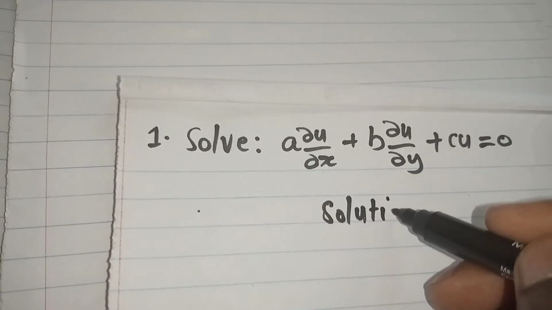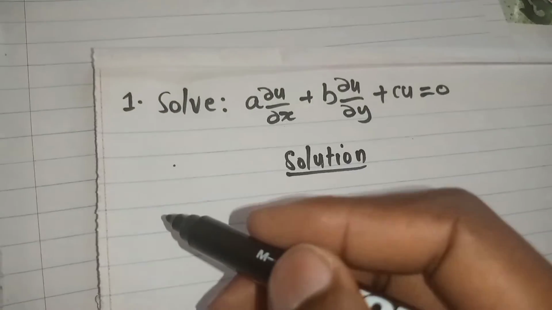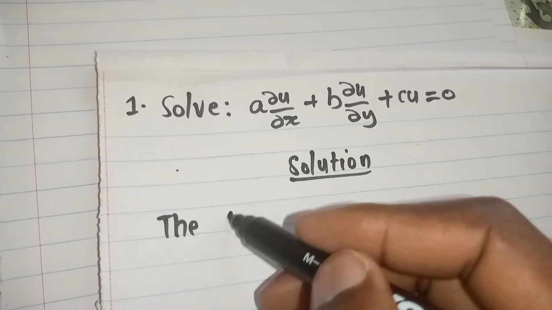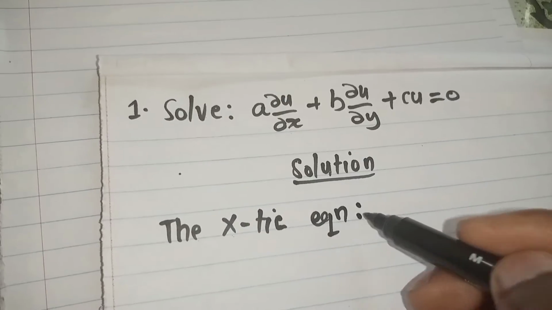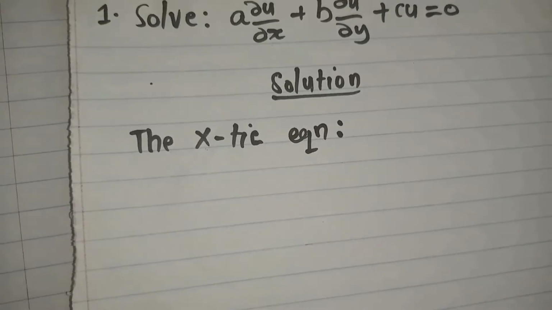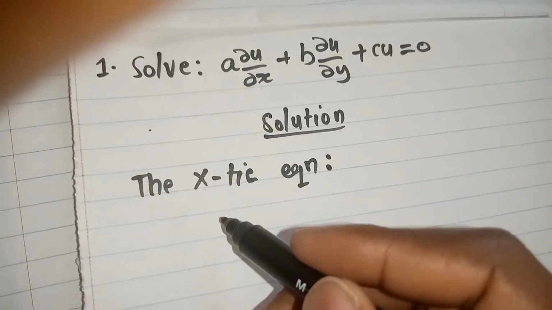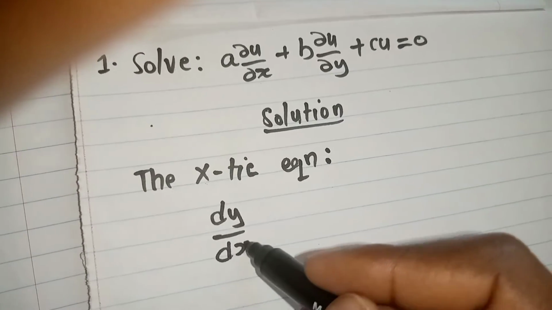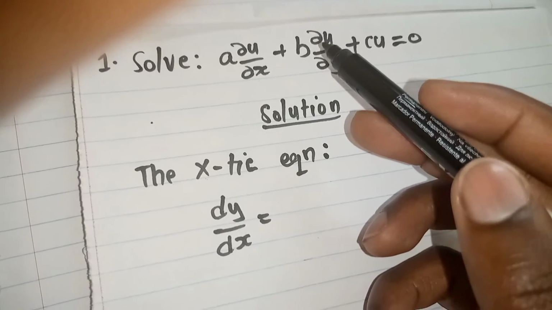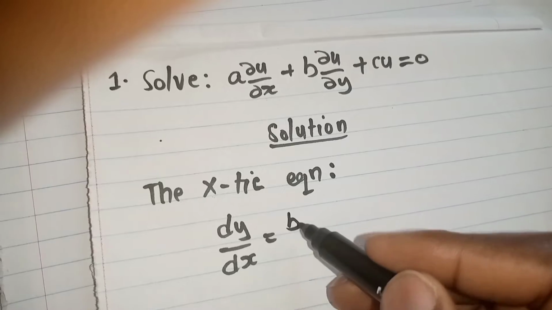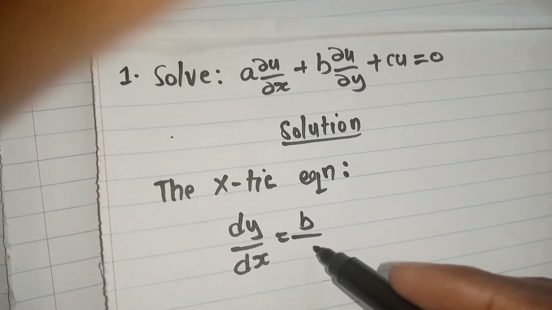Solution. Okay, so we're going to begin by writing our characteristic equation, and the characteristic equation in this case will be given by dy over dx is equal to, now we are going to begin with the coefficient of the partial of u with respect to y, then it will be our b. Then the coefficient of the partial of u with respect to x is a.